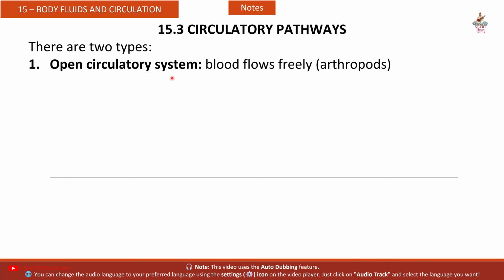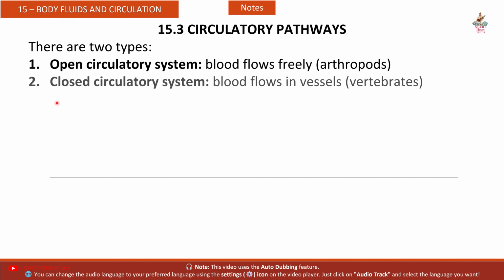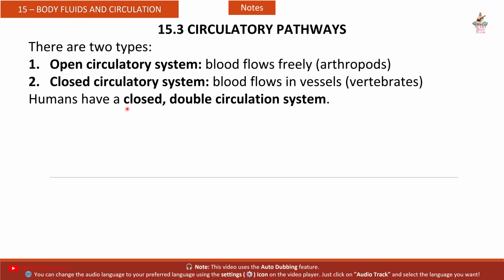15.3 Circulatory pathways. There are two types. First, open circulatory system: blood flows freely, as in arthropods. Second, closed circulatory system: blood flows in vessels, as in vertebrates. Humans have a closed double circulation system.